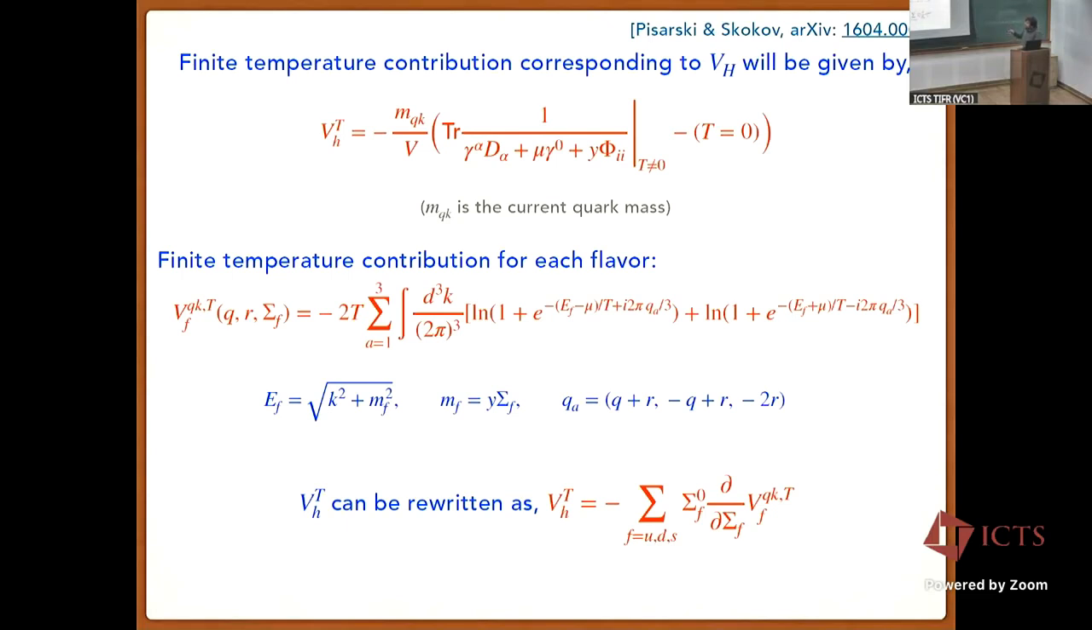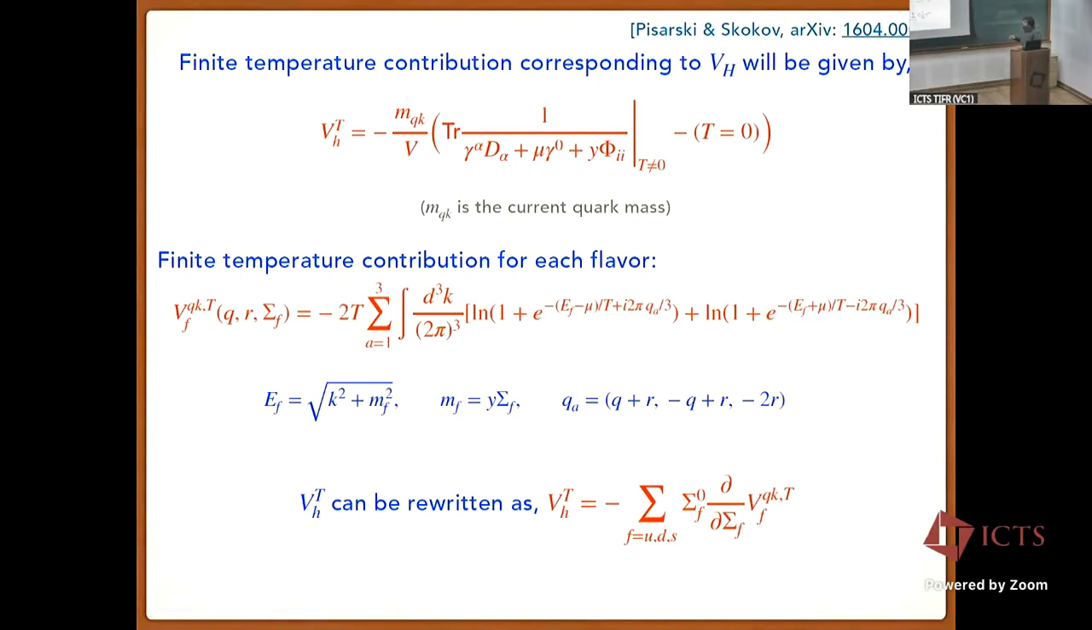So the thermal part of the quark depends on both the deconfinement order parameter and also the chiral order parameter. And this above term, after some manipulation, can be rewritten in terms of this derivative of this thermal part of the quark loop.